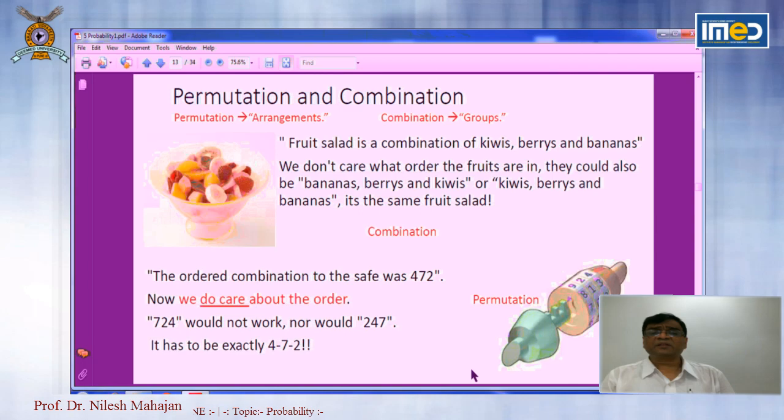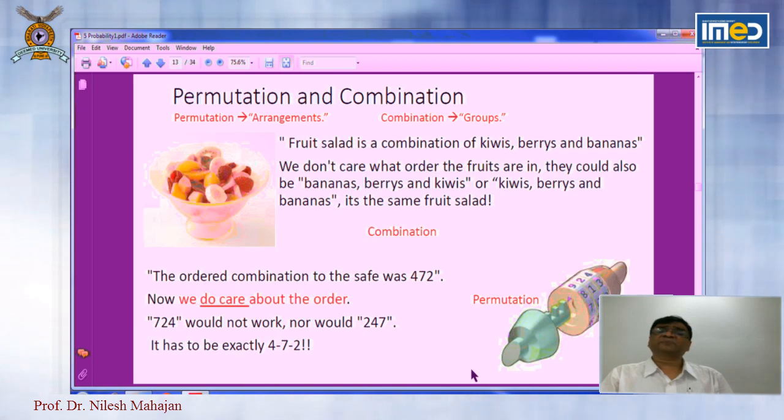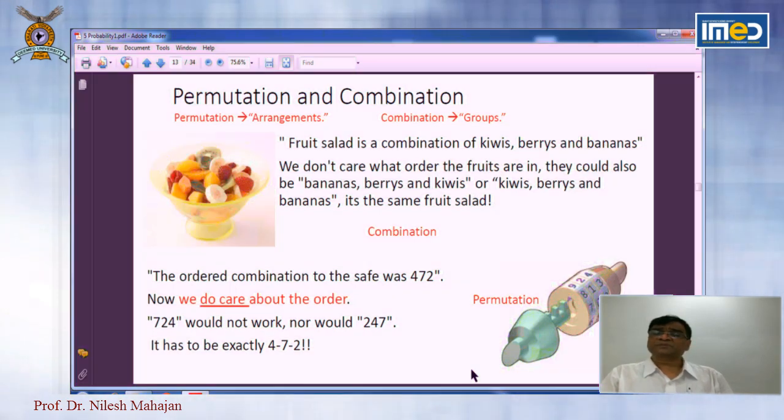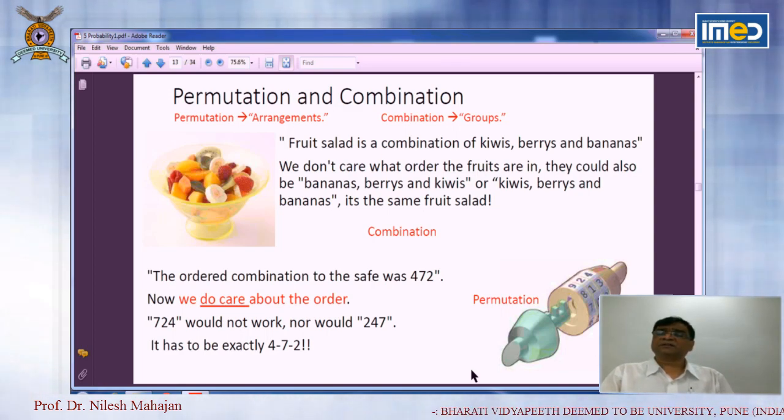Now the one important definition is permutation and combination. All of you know that permutation is an arrangement of digits or letters. It is called permutation, and in the combination you can choose something from groups. That group is called combination. You check one example here in the ball. There are so many fruits there. The fruit salad is a combination of kiwis, berries and bananas.